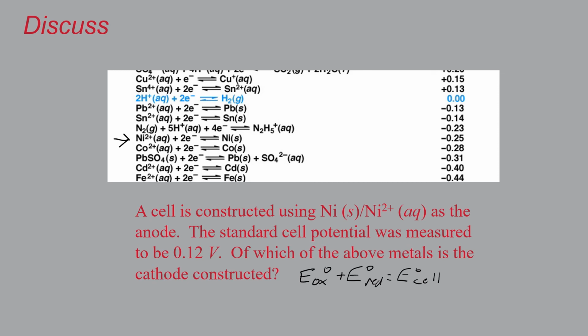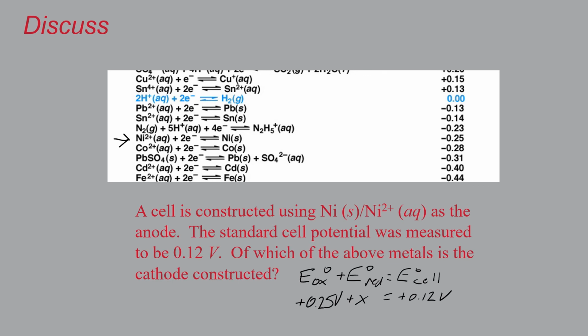So I know that the oxidation is nickel, and the reduction potential for nickel is negative 0.25 volts. But I know that the nickel is actually being oxidized, so it's going to be positive 0.25 volts. What I don't know is the reduction potential, and I know that the whole thing is positive 0.12 volts. So let's just figure out what our reduction potential is.